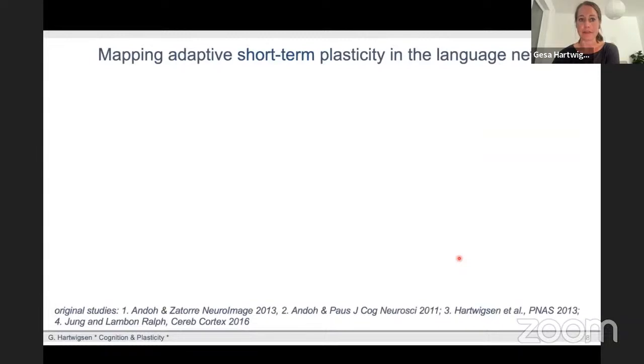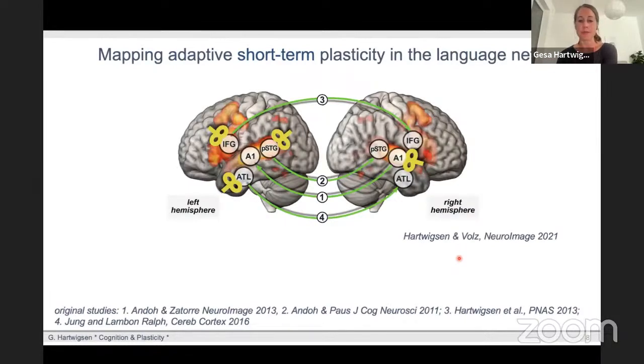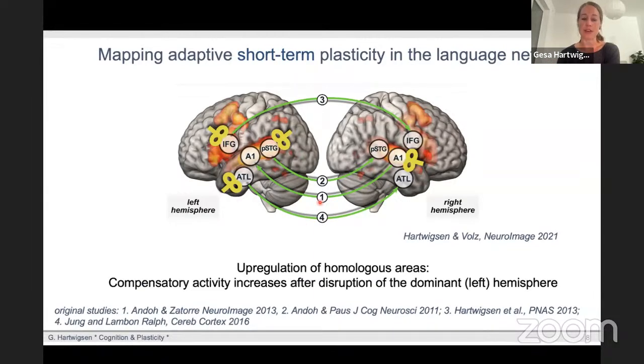And several studies have mapped such short-term plasticity, so applied TMS first, and then looked at induced changes at the network level during different language tasks. This is a summary of some studies that have in common that they targeted a single key area for language, or one study also auditory cognition, with inhibitory neurostimulation, and afterwards put the subjects in the MR scanner and looked at induced changes in task-related activity. And what these studies have in common is that they show that after perturbation of a key region, such as the IFG, they found an upregulation, so stronger activity in homologous areas.